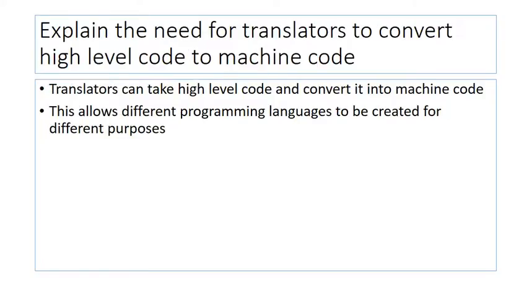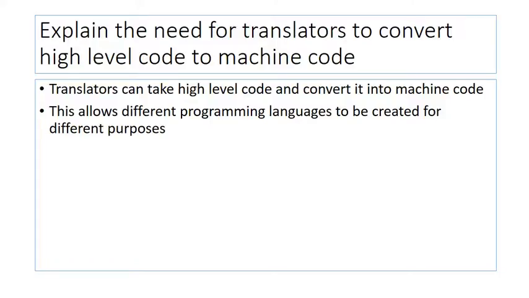Translators are needed to take high-level code and convert it into machine code. So, for example, if you were going to go to China and you didn't speak Chinese, you'd want to take a translator to convert from English when you speak to the translator, and the translator can then speak into Chinese. Exactly the same concept for why you need translators to convert from high-level to machine code.